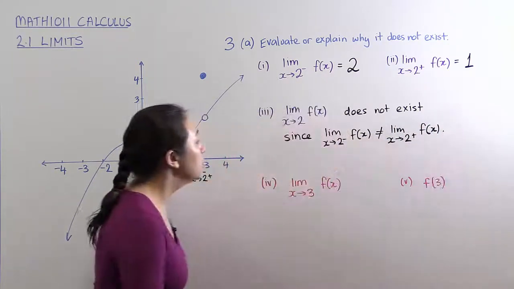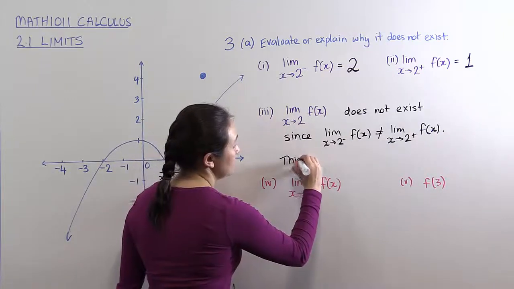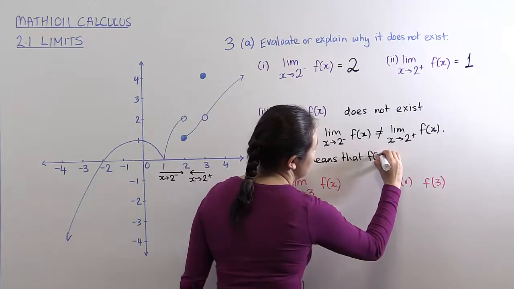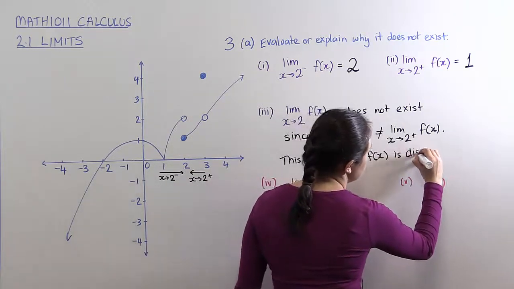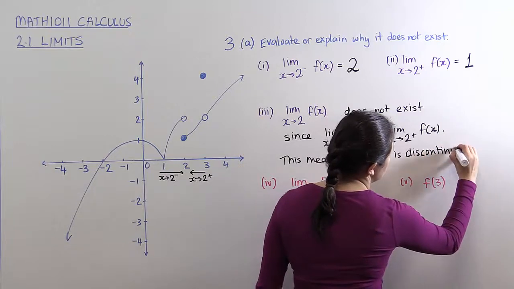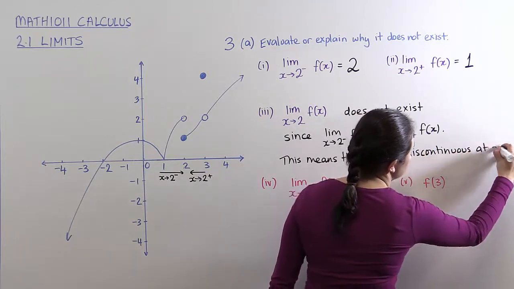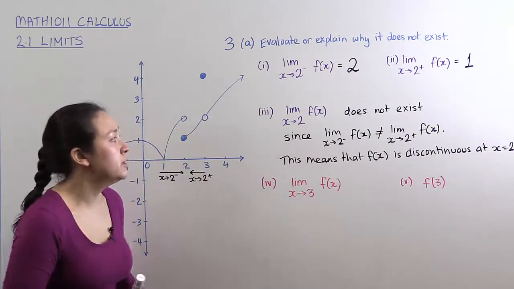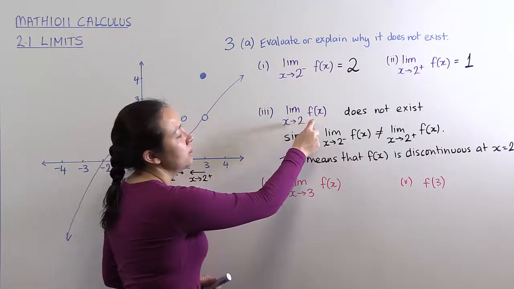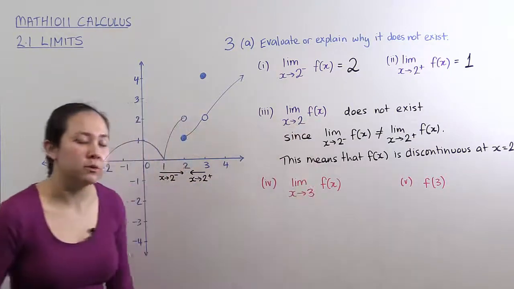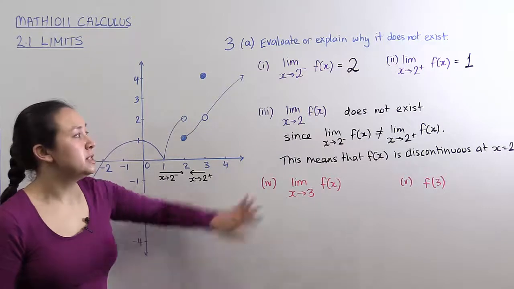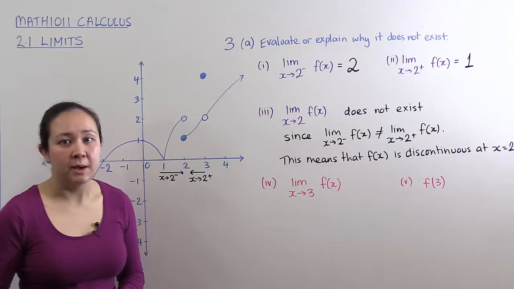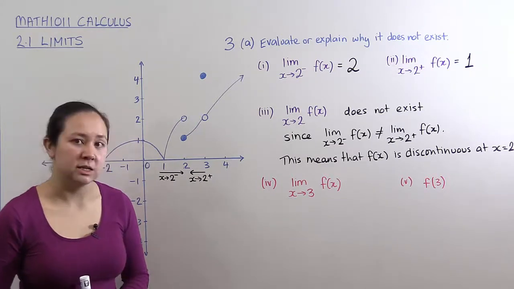Okay, now that also means that f of x is discontinuous at x equals 2. If it was going to be continuous at x equals 2, the limit first of all would have to exist, and not only that, it would have to also equal the function value at that point. But this limit doesn't even exist, so it's got no chance of equaling the function value at that point, f of 2, so it can't be continuous.